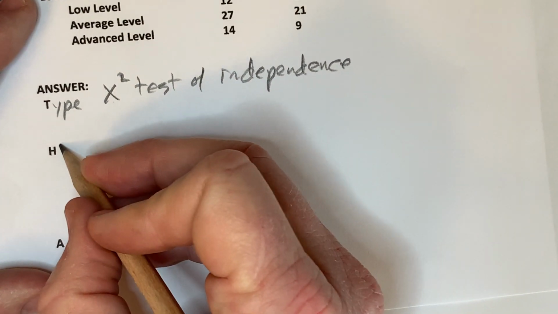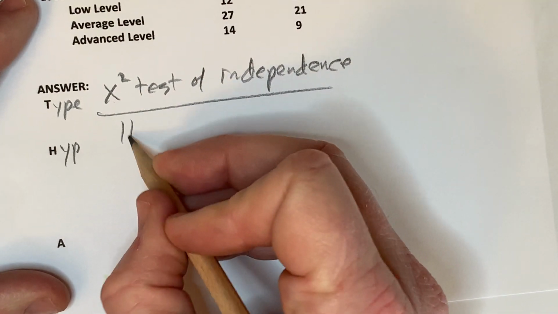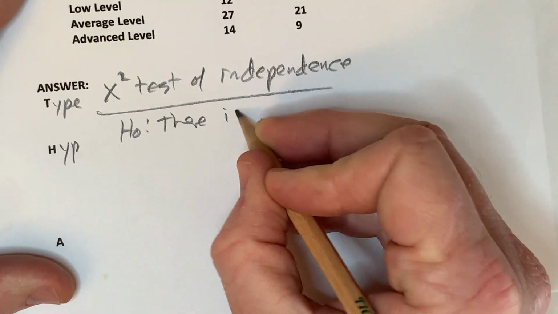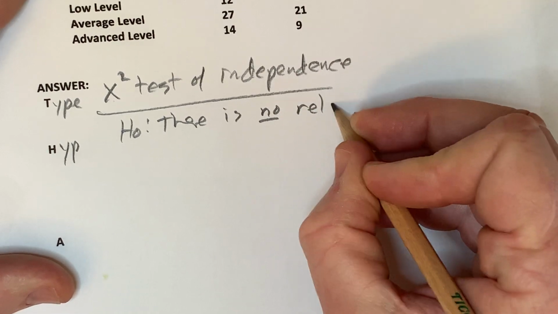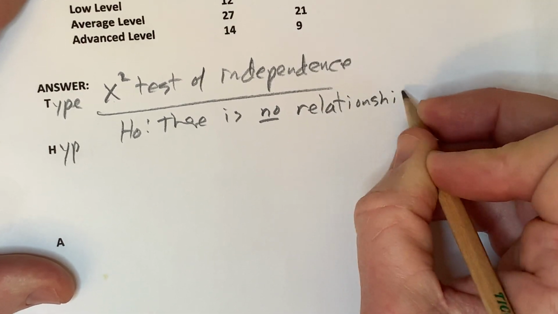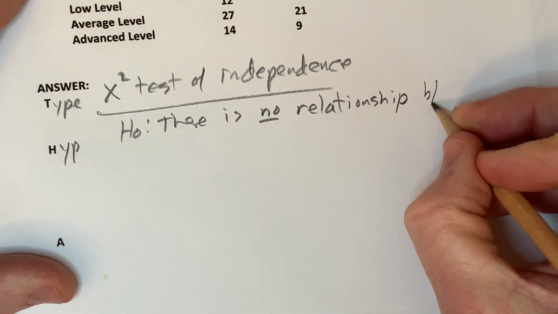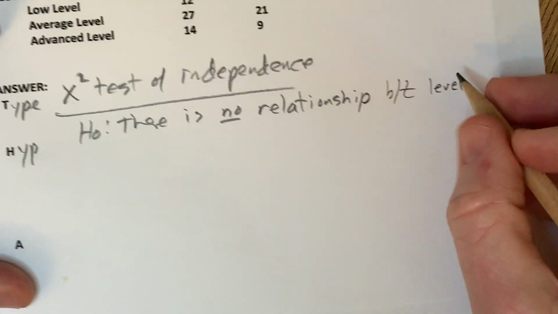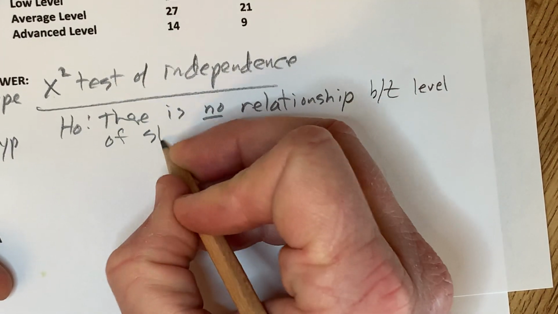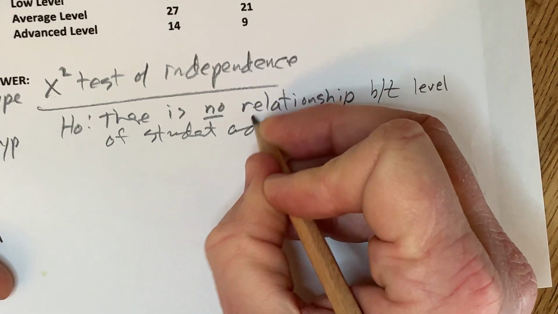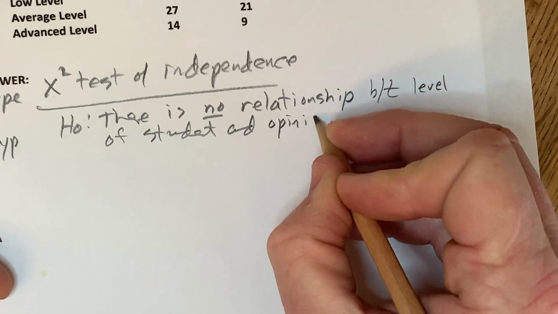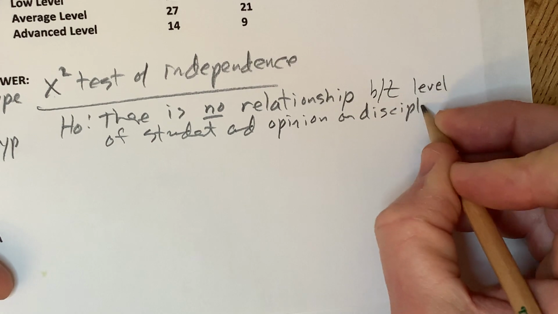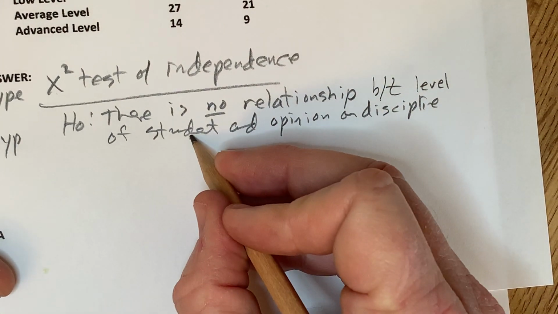All right, our hypotheses. Our null hypothesis is always going to be that there's no relationship between the two variables. There is no relationship, or you could say there's no association, or there's no correlation. There's no relationship between the level of the student and opinion on discipline for the students of this school.